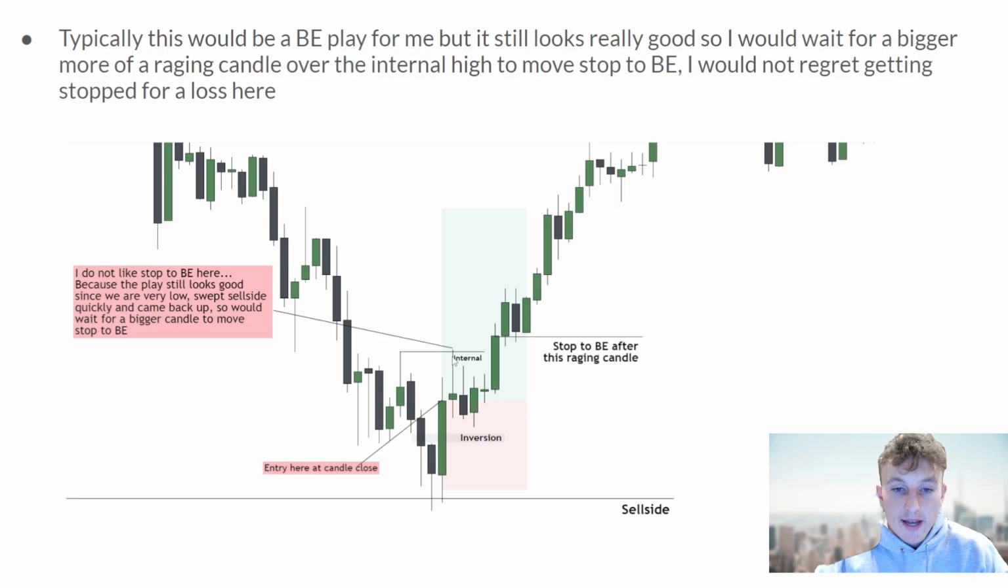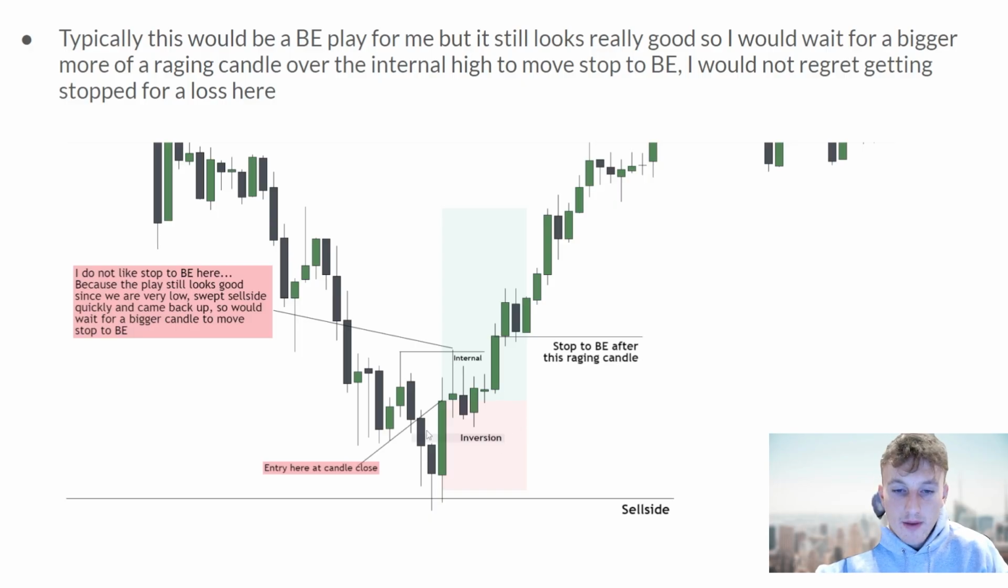So this play, you can see we close above the inversion. I would market buy because this risk reward is still good. And we do hit the internal high, so typically I'd move my stop to break even. However, this sell side sweep was so fast that I would still be pretty confident this is going to work. So I would probably wait for more of a blast up to move my stop to break even on one like this. The play still looks good here, even though we fall here a little bit.